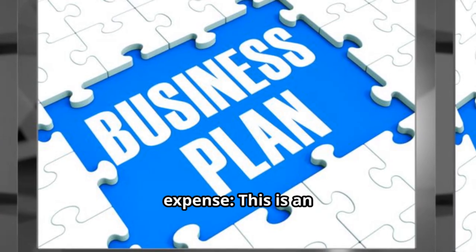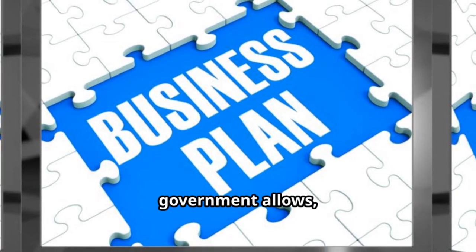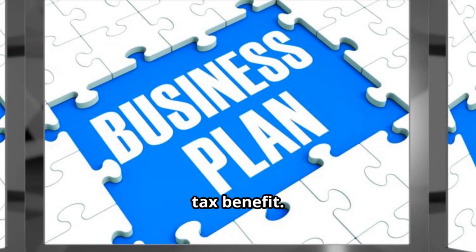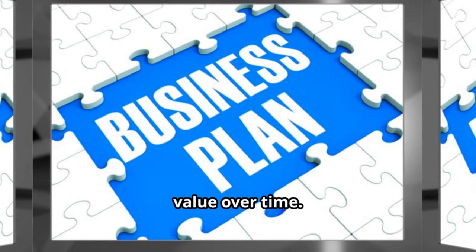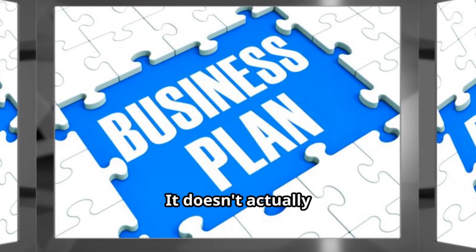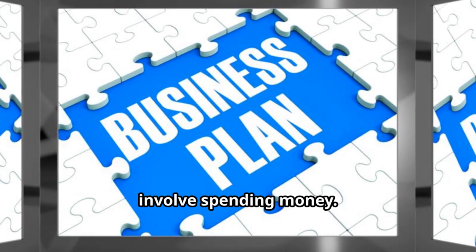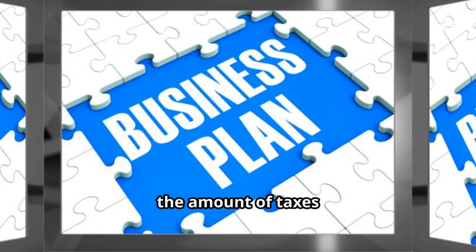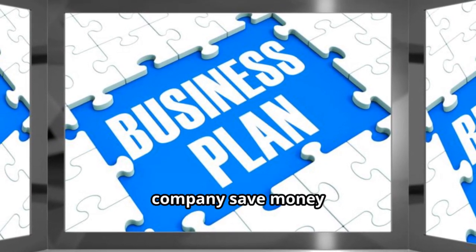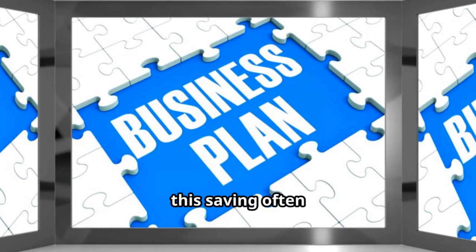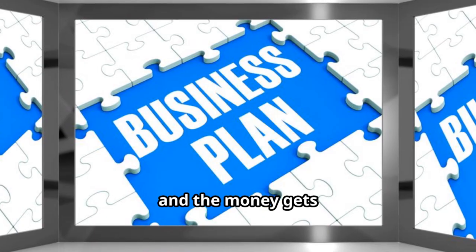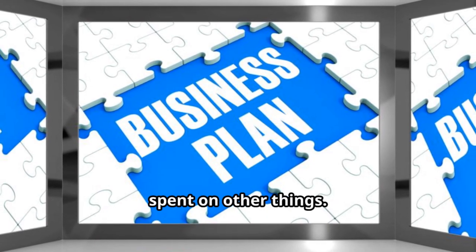Depreciation expense. This is an expense that the government allows, which gives you a tax benefit. It's meant to account for the wear and tear on fixed assets that lose value over time. It doesn't actually involve spending money. This expense lowers the amount of taxes you pay, which helps the company save money to replace the asset after it wears out. The problem is that this saving often doesn't happen, and the money gets spent on other things.